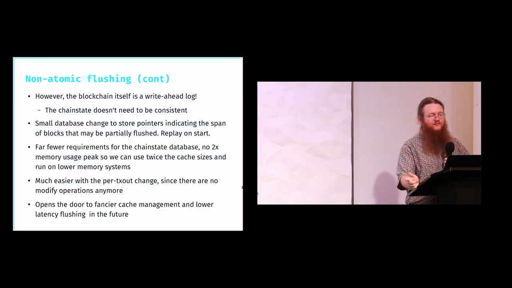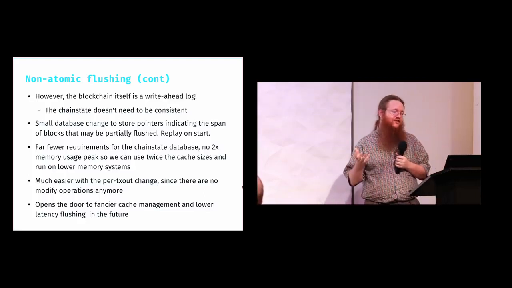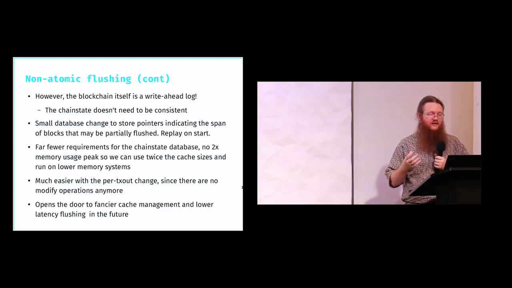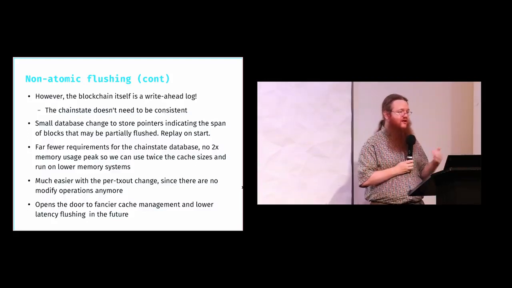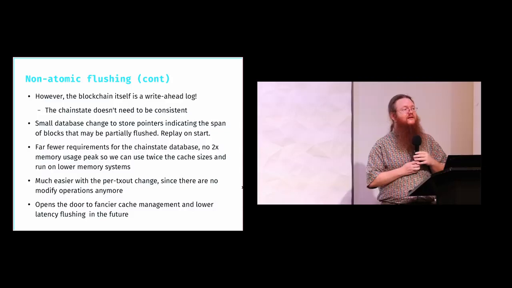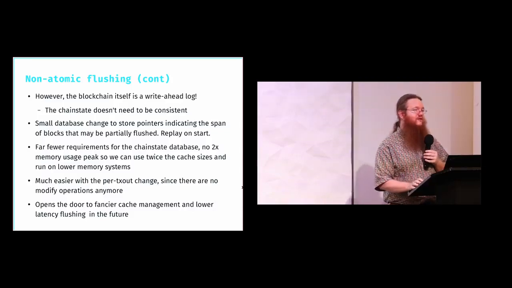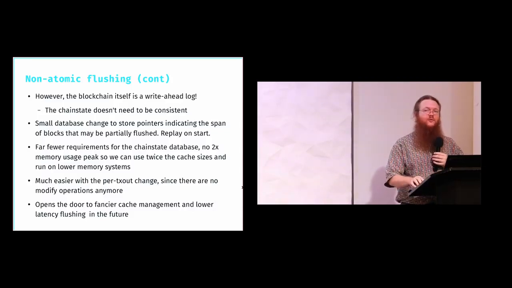It also gives us a lot more flexibility on how we manage that database in the future. So it would be much easier to switch it to a custom data structure or do other fancy things with it. It also allows us to do fancier cache management and lower latency flushing in the future. So we'll be able to do things like incrementally flush a little bit every block to avoid these latency spikes from doing a full flush at one time. Just something we've experimented with and just haven't proposed yet, but it's now easy to do with this change.